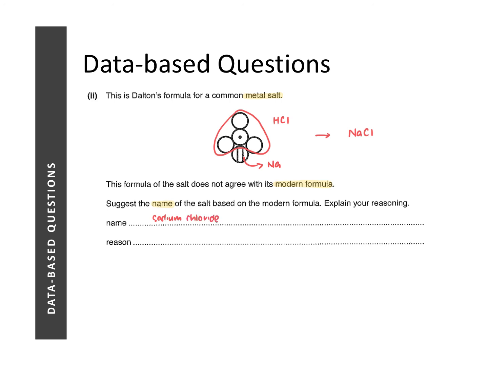Reason being, the diagram shows us that the salt is formed by combining sodium with hydrochloric acid. So when we combine sodium with hydrochloric acid, we arrive at sodium chloride.